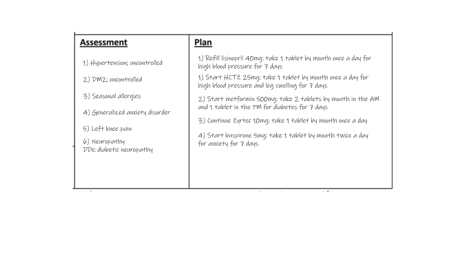So for 4, the provider wants to adjust the dose of the buspirone, so we're going to say start. So start buspirone 5 milligrams, take 1 tablet by mouth twice a day for anxiety for 7 days. It was previously once a day, but now they're going to add in a second dose and make it twice a day.